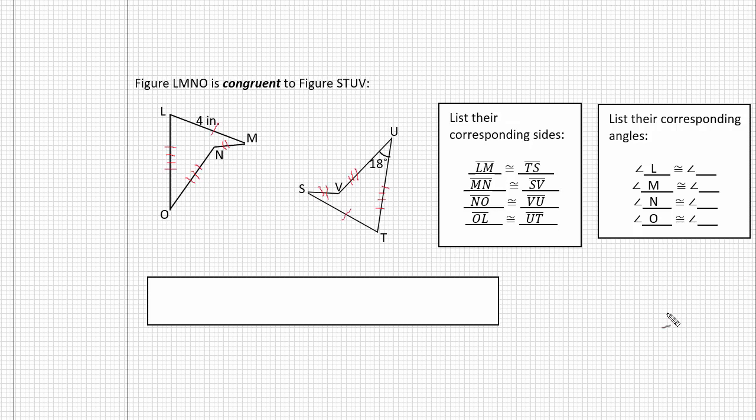How'd you do? So here, once again, I've listed the corresponding sides, meaning the side that matches up and is equal in length from this figure to that figure. If we overlap them, what sides would be exactly the same? So we've listed that out here, and I've used the tick marks. If you haven't done so already, please do the same thing for the angles. Can you figure out which angles from shape LMNO correspond and are congruent to the angles on STUV?